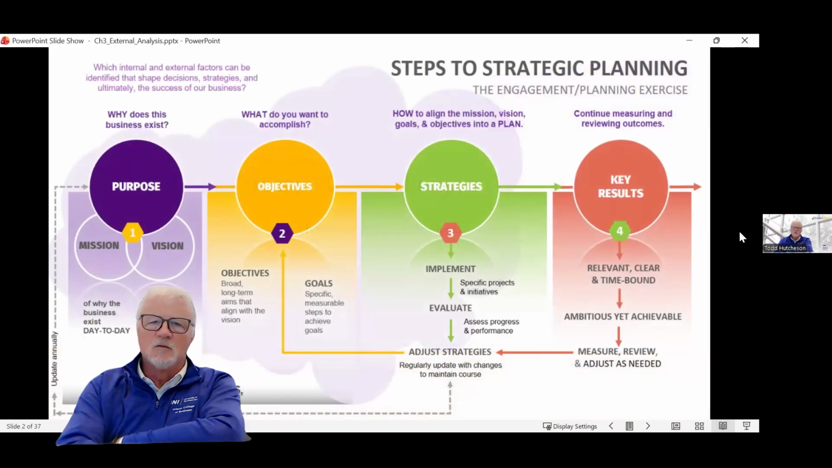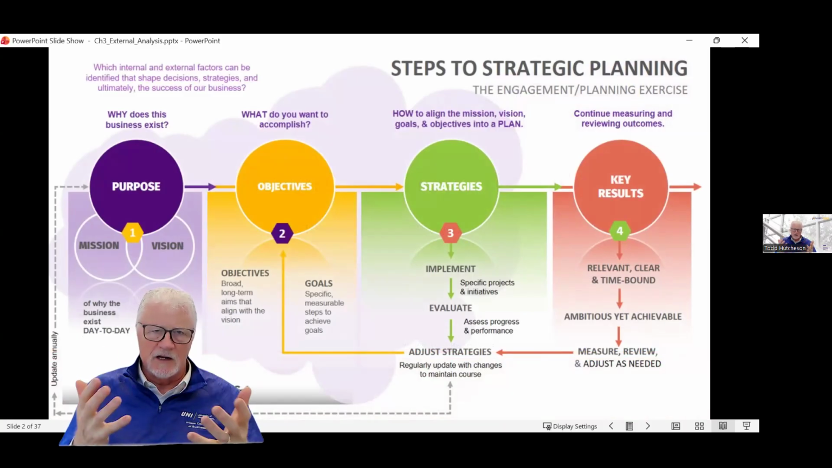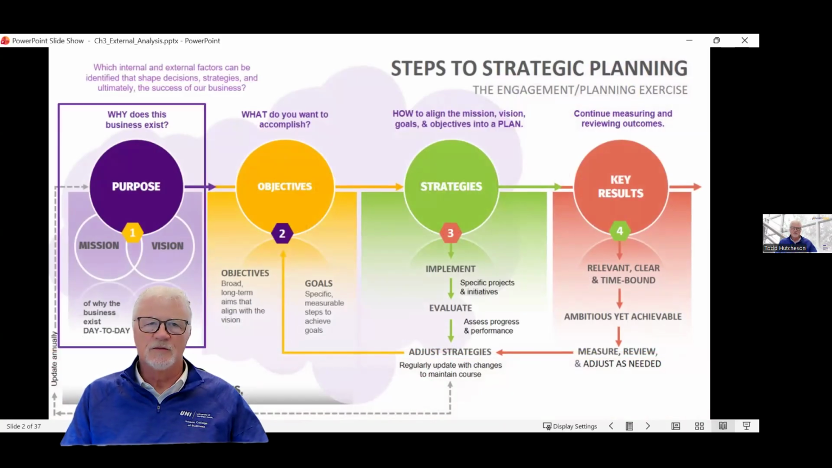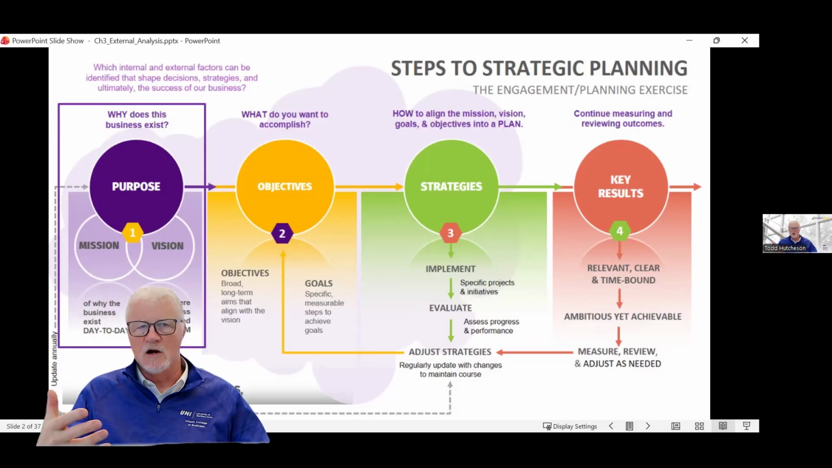We're going to be building on what we started in previous sessions where we were looking at how to do strategic planning, and we had laid out this roadmap of steps to strategic planning, which leads to good, effective strategic management. And we started with purpose. So why does our business exist? What's its mission? What's its vision? Really understanding who we are as a business and why we're here.